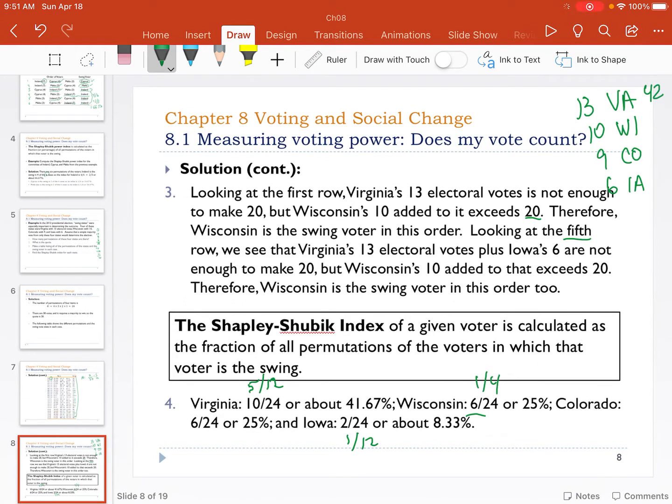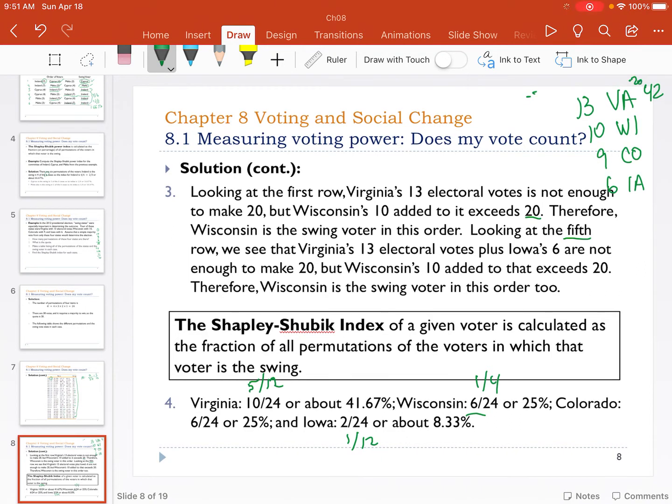So then we can look at their percentages, and Virginia got the most percent, rounded to the nearest percent. I'll just go ahead and do that. That doesn't want to write there. It's supposed to be a percentage.